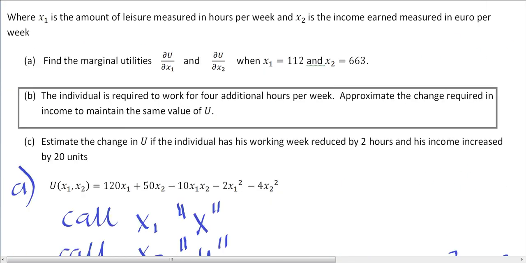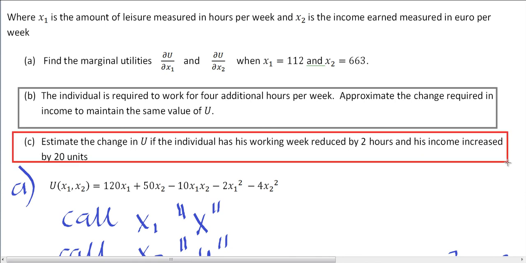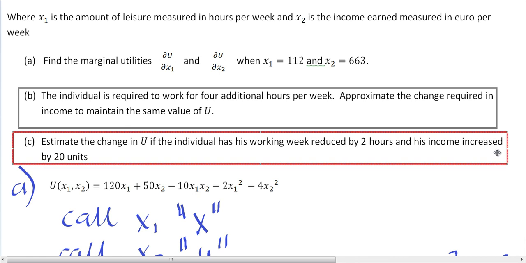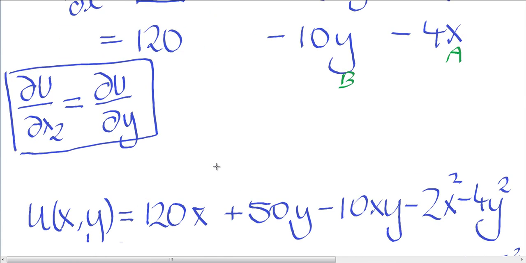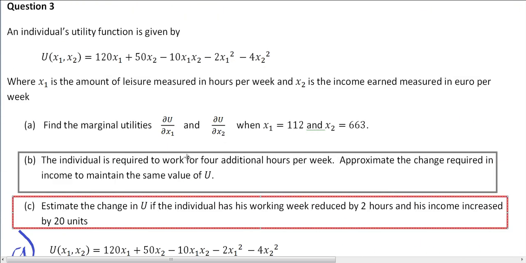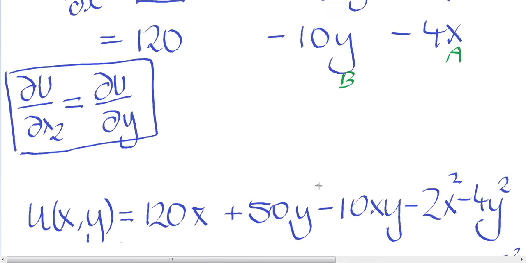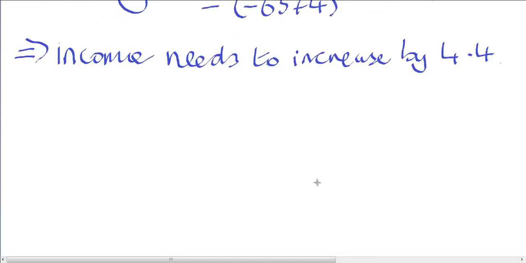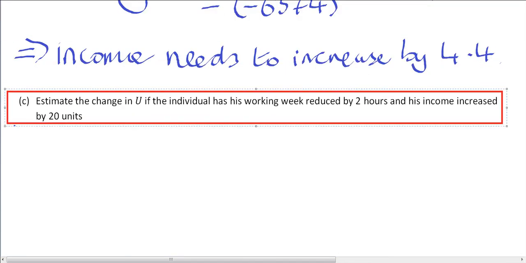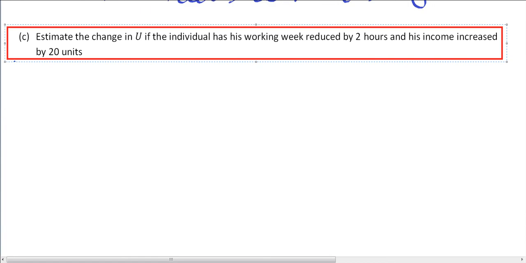The next part, I'll put a square around it again. I have: estimate the change in U if the individual has his working week reduced by 2 hours and his income increased by 20 units. Okay, let's just take that down again. I'll have to copy it, 2 seconds. Okay, so I have part C. Estimate the change in U if working week goes up by 2 hours and income decreases by 20 units. Or, well, 20 euro, I suppose, in this case.